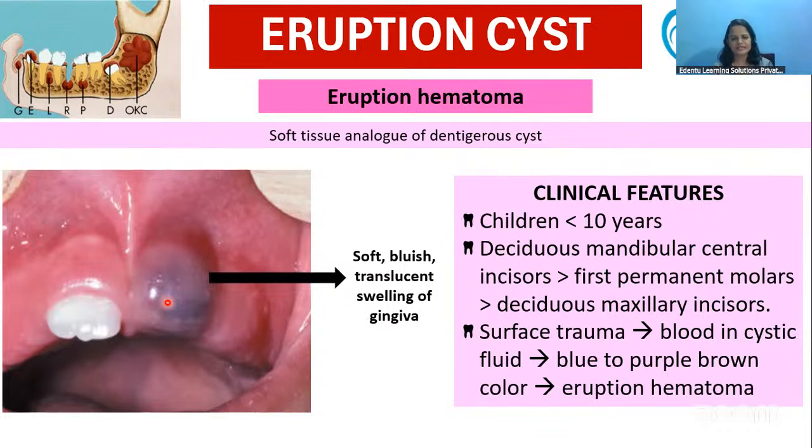It is most commonly seen in children below 10 years, when the tooth is in the eruption stage. Most commonly seen in the deciduous mandibular central incisor region, then the first permanent molar region, and also in the deciduous maxillary region. It will appear as a soft bluish translucent swelling like this in the gingiva. Then you can suspect the eruption cyst.